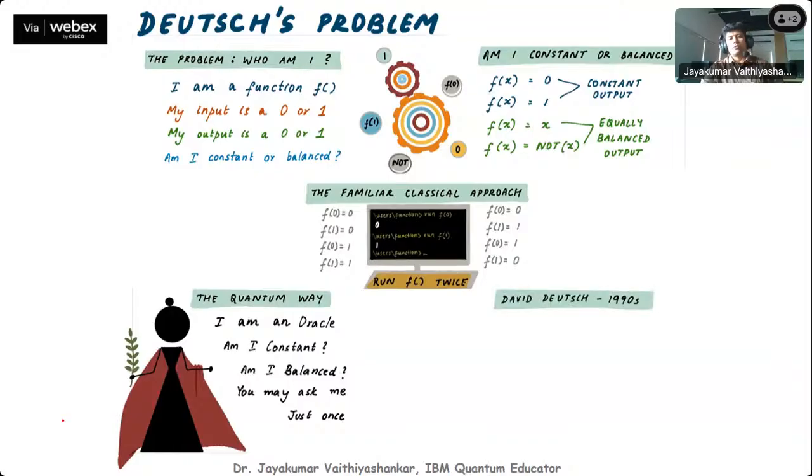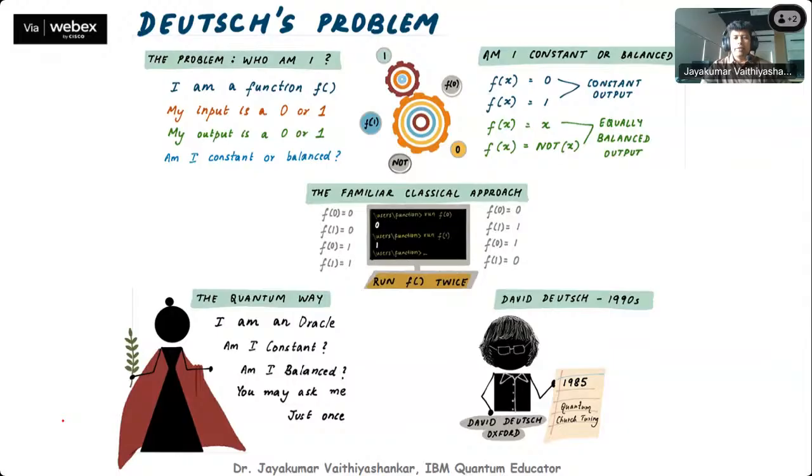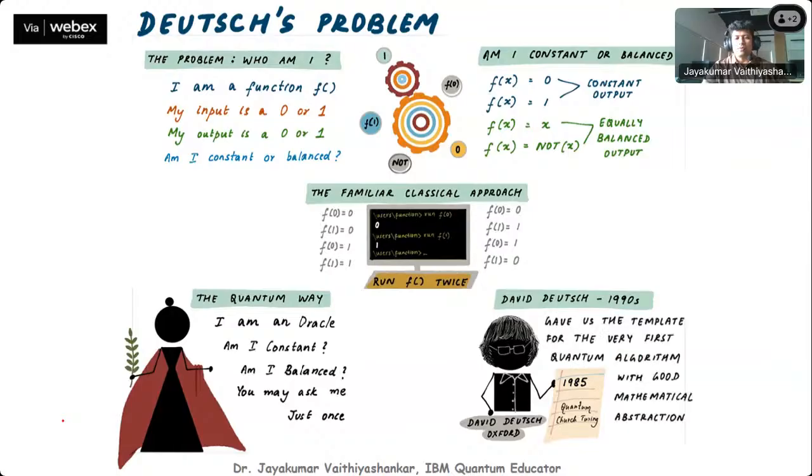This was proposed by David Deutsch in 1990. In 1985 he proposed the quantum Turing machine, in Oxford. So he gave the template for the very first quantum algorithm with very good mathematical abstraction. So how did quantum become so popular? Because of theoretical proof. Theoretically they proved they are better than their classical counterpart.